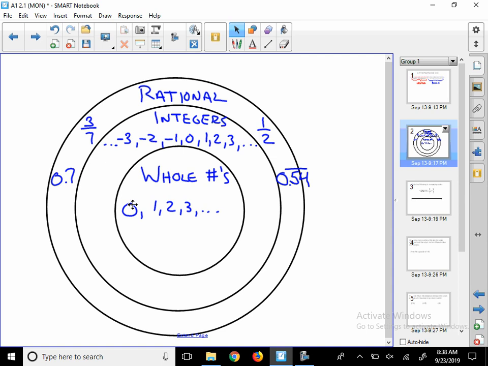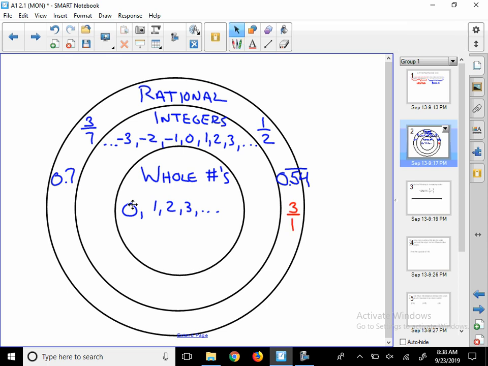What I'm going to ask you to do on your homework today is classify numbers as whole numbers, rational numbers, or integers. The reason I set this up the way that I did is the whole numbers are all part of the integers. The integers can all be written as a fraction. So, for instance, if you think of the number 3, you can write that as a fraction, 3 over 1. It is rational.